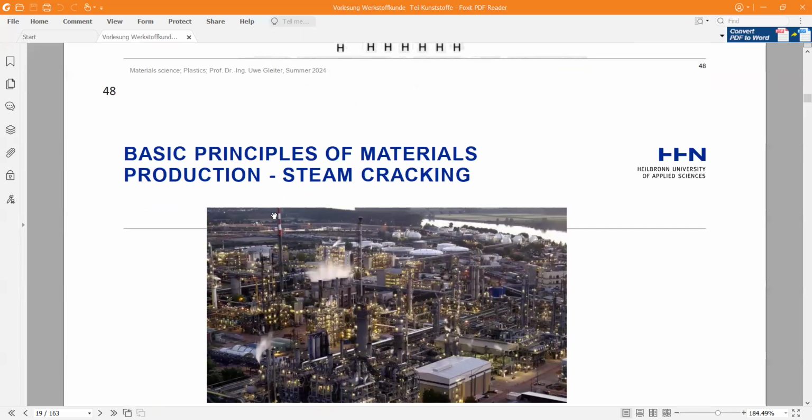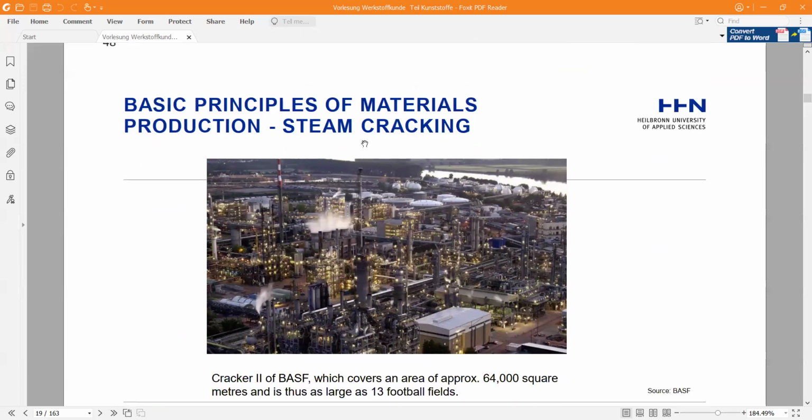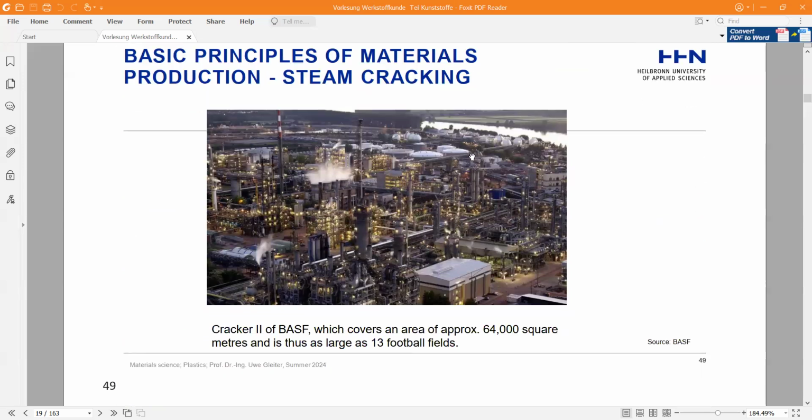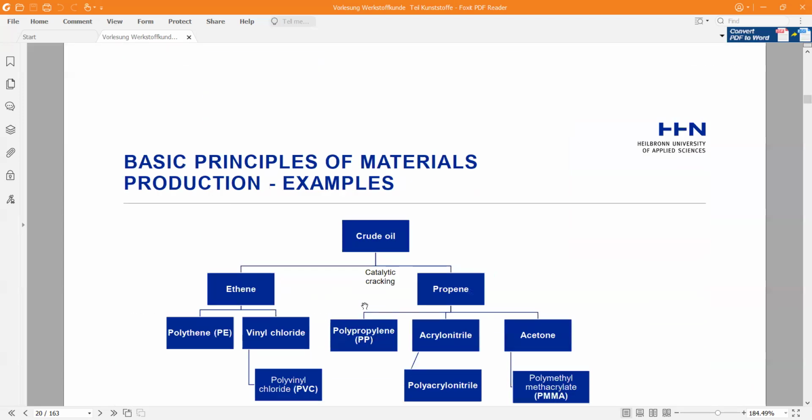The principle of material production, steam cracking. In order to be able to use this process, there is a large field of different production lines, which takes around several football fields.